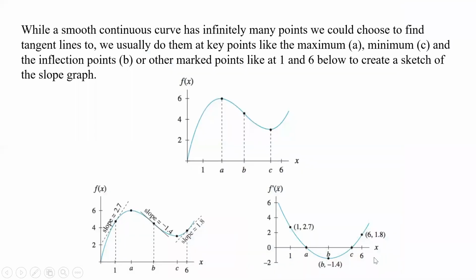All right. Now, while a smooth continuous curve has infinitely many points we could choose from to find all the tangent lines too, we're not going to do that. We're only going to find a few key ones, and then we're just going to draw our curve from there, okay? Our slope curve. So what happens usually, they're going to have some marked. Those are the key ones we'll probably use. And so in this case, we'll do a 1, an A, a B, a C, and a 6. And so we'll mark that on the new graph. Now, we were not going to plot it yet, but that's how we're going to do it.